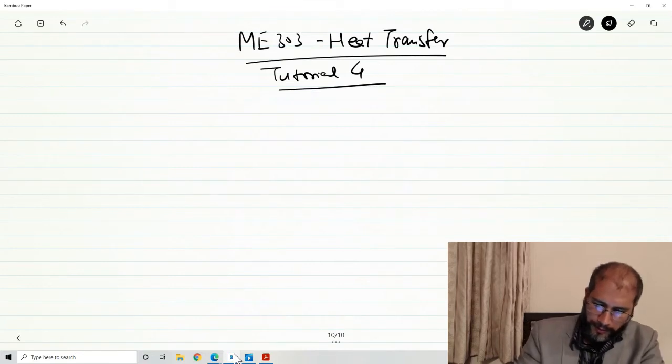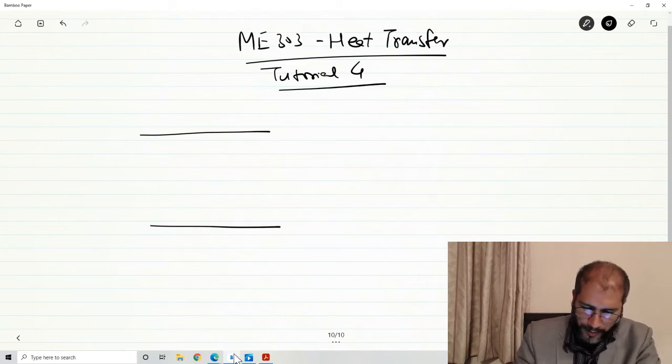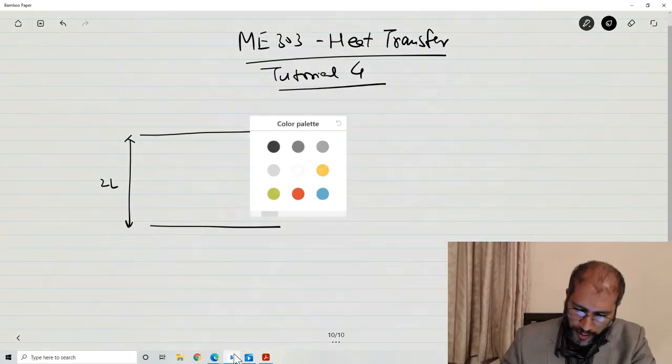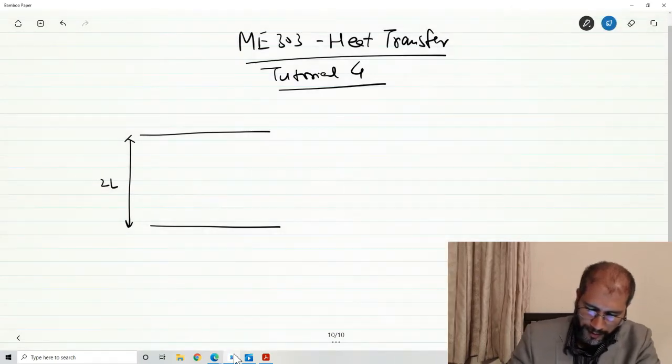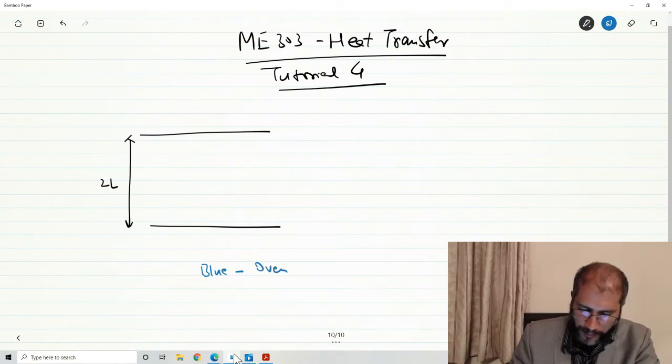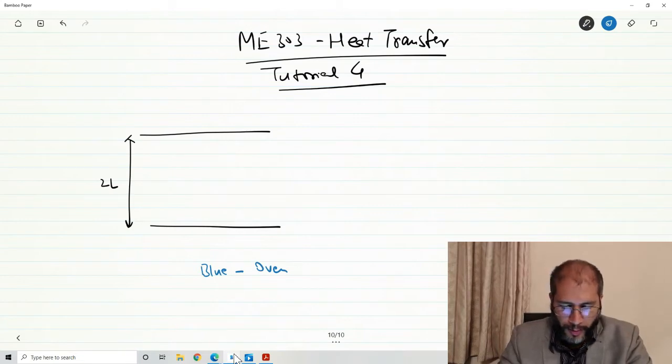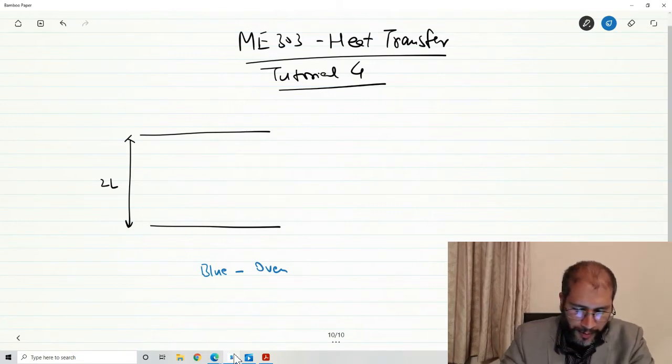Okay, so you have this slab. I'm exaggerating this. So you have this slab of thickness 2L. Now for the first case, let's say you have the blue color for the conventional oven. So the oven only heats on the sides. So when you have the initial time, of course the temperature of the whole thing is at 0 degrees centigrade as it was given.